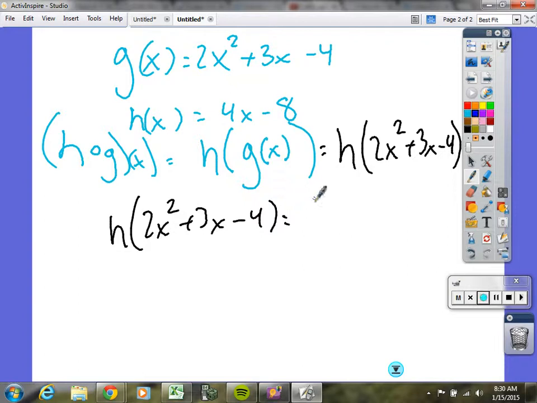So I would go 4. Maybe I'll just do it and then maybe I'll let you guys look at it. 4 times 2x squared plus 3x minus 4 minus 8. Now take a look at it for a minute. Look what I did. Notice h of x. Notice my x is being replaced by this function. Correct?